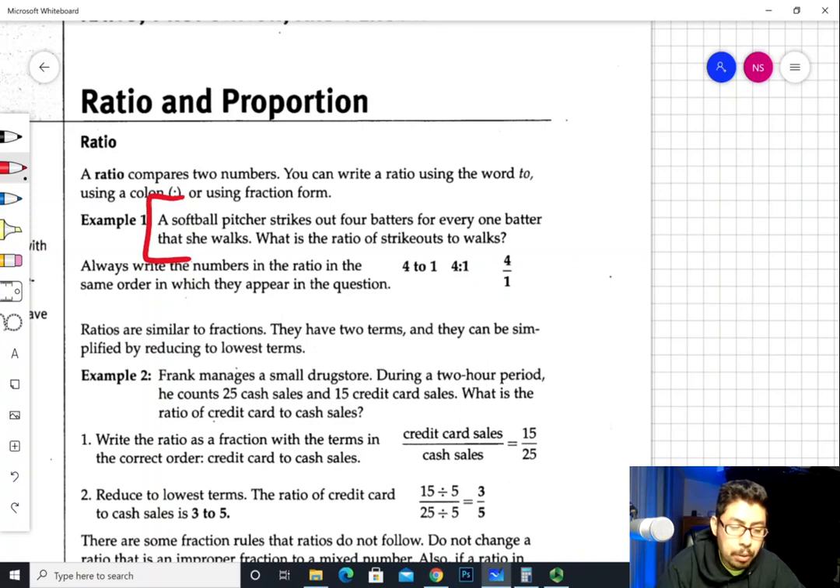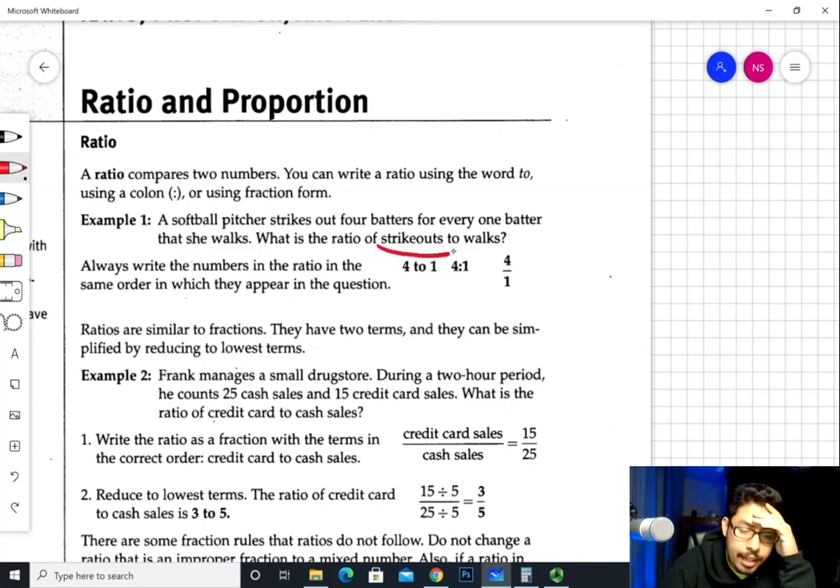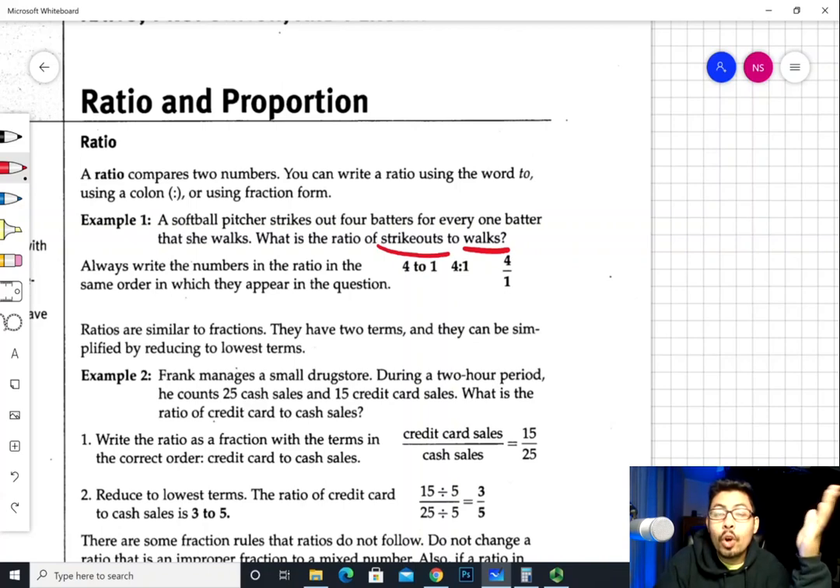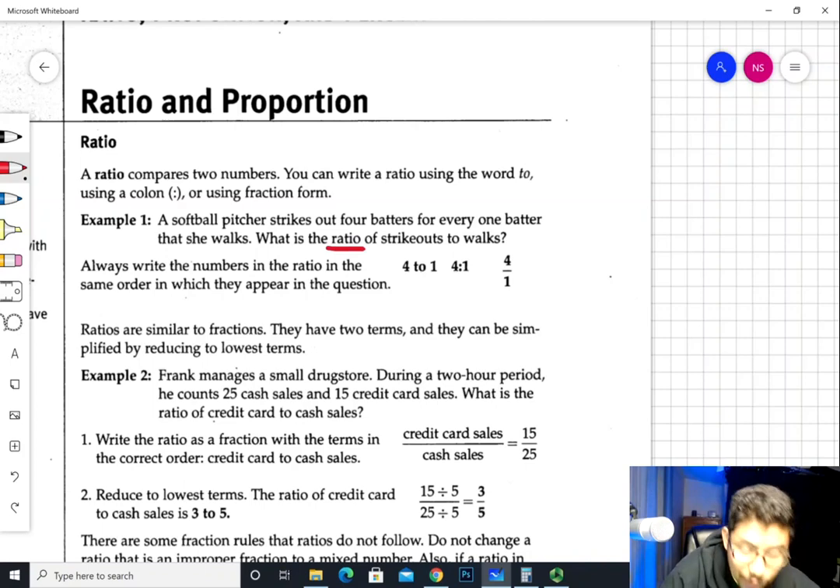So, a softball pitcher strikes out 4 batters for every 1 batter that she walks. What is the ratio of strikeouts to walks? You know this is a ratio question because it says what is the ratio. The question itself is asking you what is the ratio.